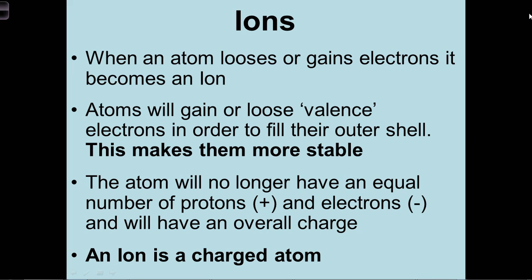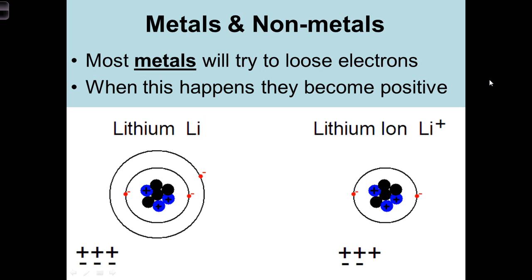However, if we add electrons to that or take electrons away, so if an atom gains or loses electrons, it's obviously going to have an overall charge. There's going to be an imbalance between the positive and negative charges. So that's basically what an ion is. An ion is a charged atom. So let's look at an example.